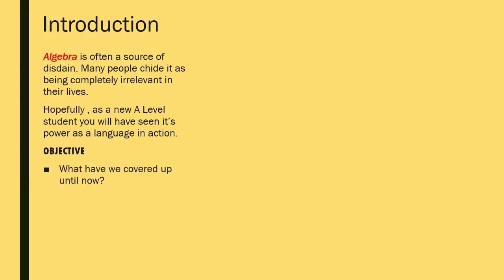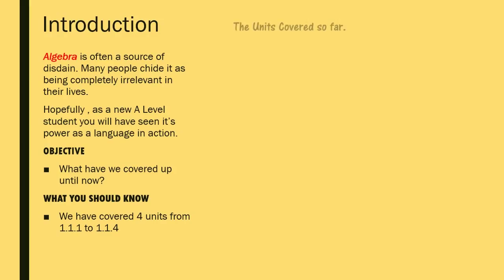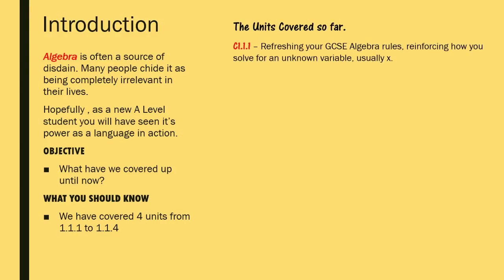First thing I'm going to do is go over what we've covered, like the clip notes, from the four units 1.1.1 to 1.1.4. If you're not sure what they are, you can go to the site on flipmath.co.uk and check those out. The first part was just refreshing your GCSE algebra: how you solve for an unknown variable using x, how you multiply brackets, and how you generally solve. We threw some algebraic fractions in there as well.